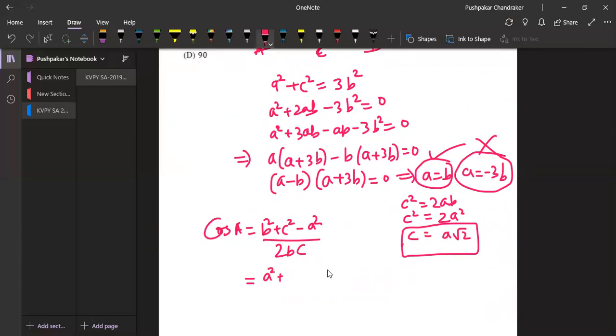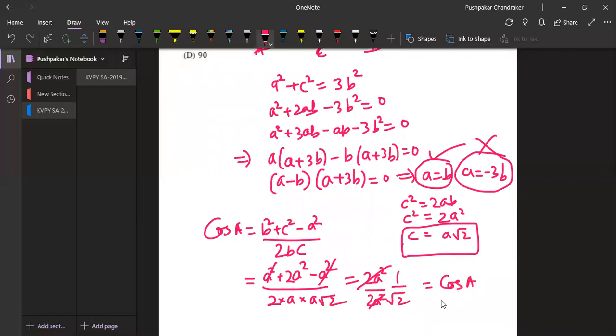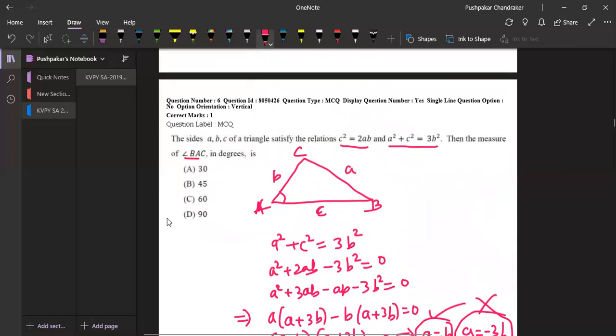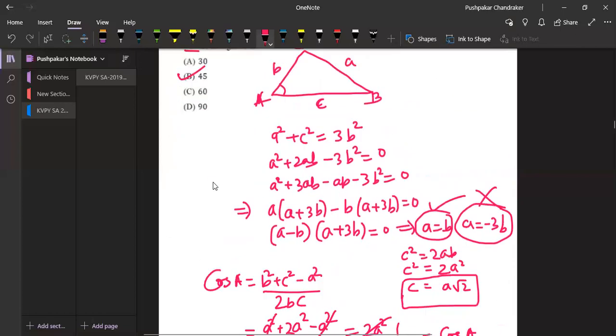what is c square? c square is 2a square, minus a square, divided by 2 times b. b is nothing but a, and c is a root 2. So a square cancels here, and you're getting 2a square divided by 2a square root 2. So you're getting 1 upon root 2, which is nothing but cos A. So definitely angle A must be 45 degrees, which is option B.